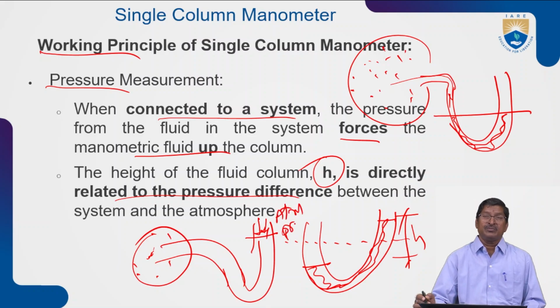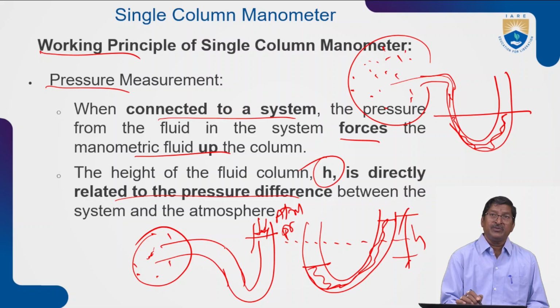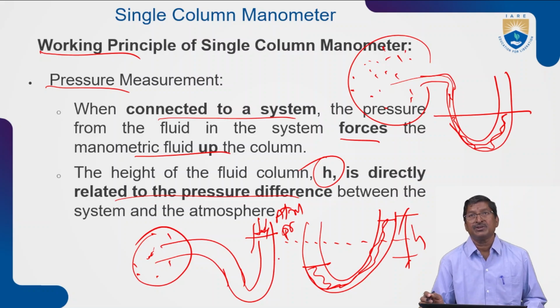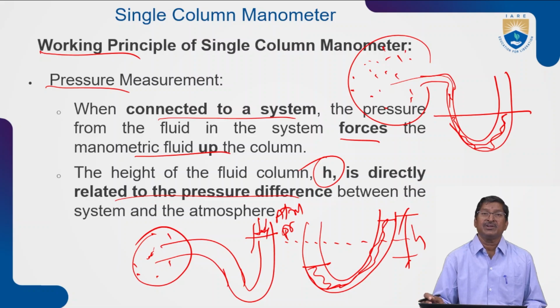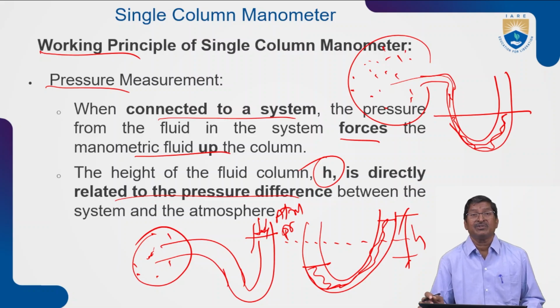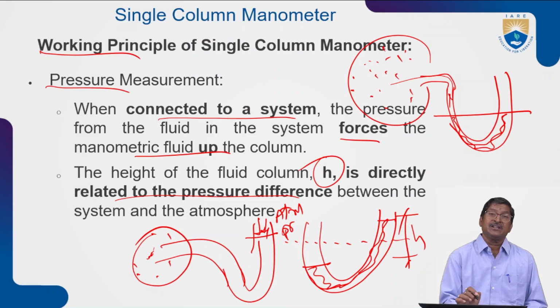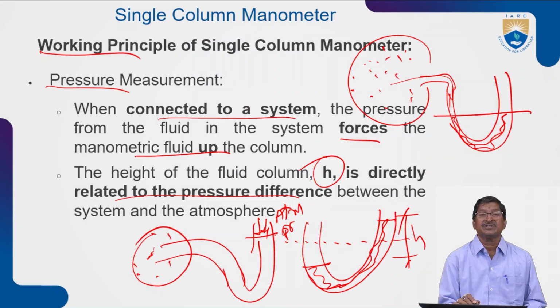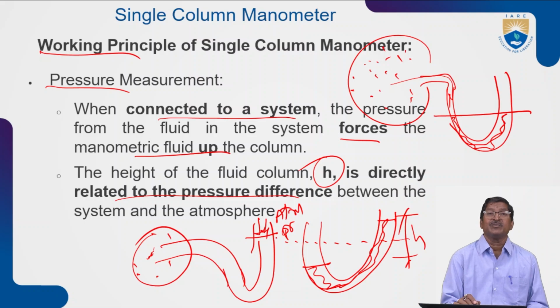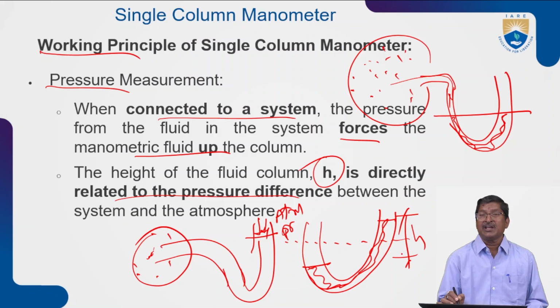Because of this atmospheric pressure, the difference. So the U-tube manometer or single column manometer will give the pressure difference, not the pressure inside the pipe. Exactly, it is nothing but the pressure difference between the inside fluid pressure and outside pressure. Outside pressure is nothing but atmospheric pressure. The difference it is giving is nothing but the difference of level in the left limb and right limb.